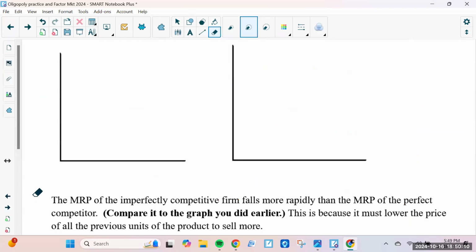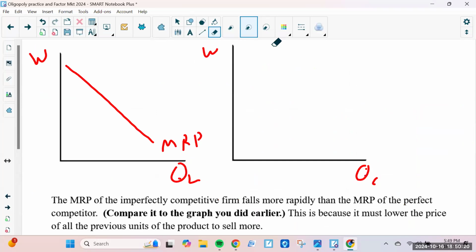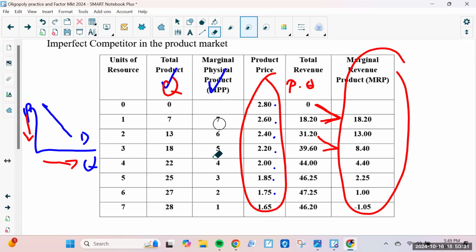So the first one I showed you, if we were to draw this out again, quantity of labor and wage, that MRP would look like this. And the second one, the MRP would look more inelastic. Okay, and the reason why is because for the second one, not only are they getting diminishing returns, the law of diminishing marginal returns, but they're also having to lower the price. So they're producing less additional production, and the price is falling. And because of that, this MRP falls at a faster rate.